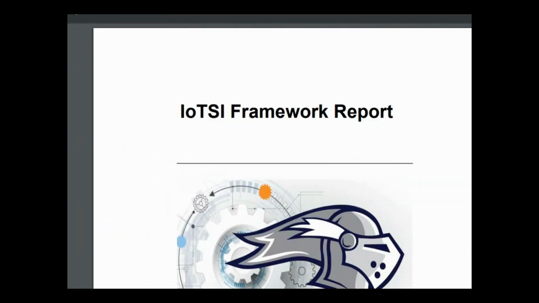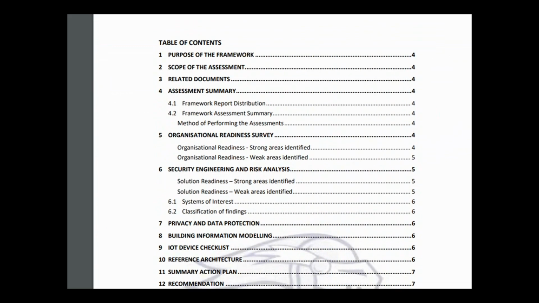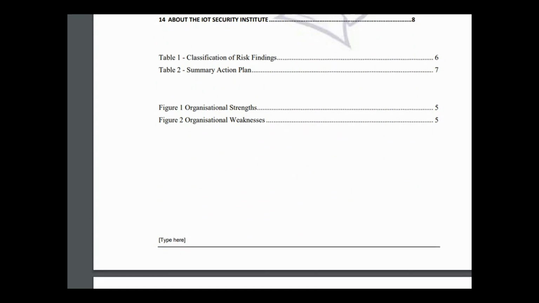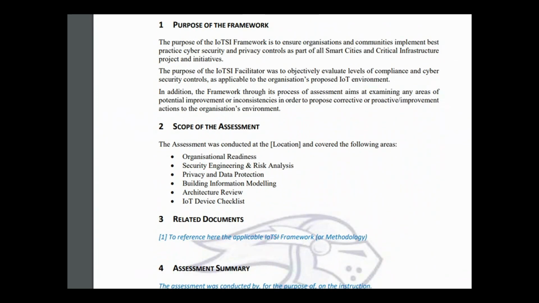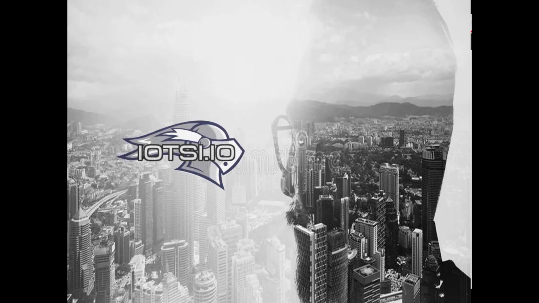IoTSI Framework Report. The purpose of the IoTSI framework is to ensure organizations and communities implement best practice cybersecurity and privacy controls as part of all smart cities and critical infrastructure projects and initiatives. The purpose of the IoTSI facilitator is to objectively evaluate levels of compliance and cybersecurity controls, as applicable to the organization's proposed IoT environment. In addition, the framework, through its process of assessment, aims at examining any areas of potential improvement or inconsistencies in order to propose corrective or proactive improvement actions to the organization's environment.